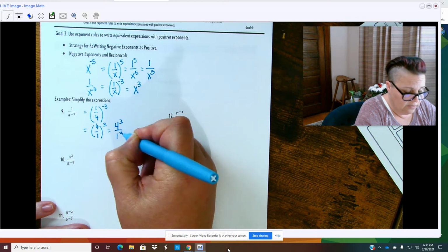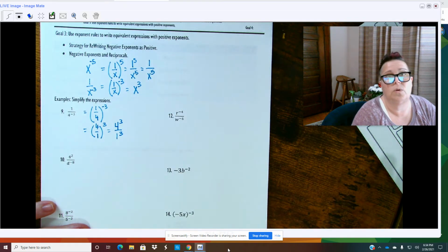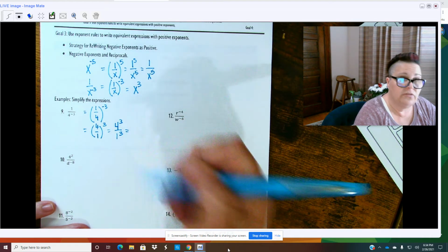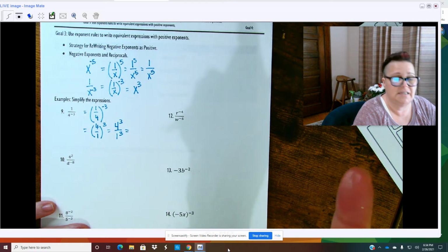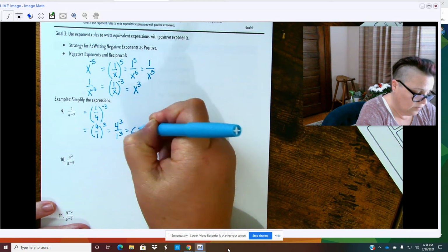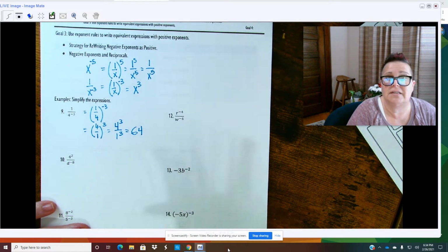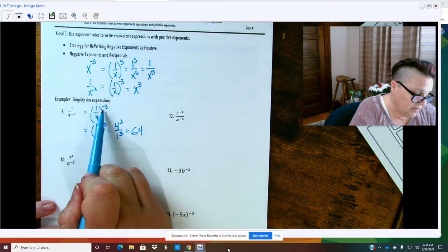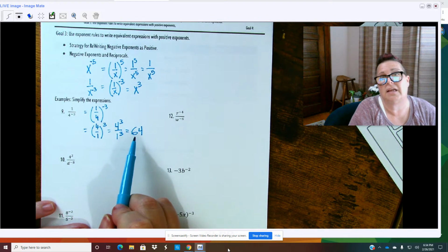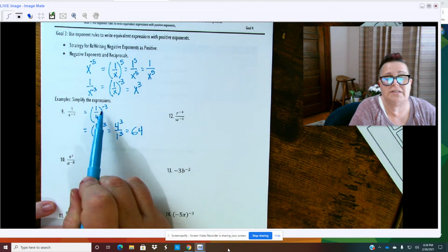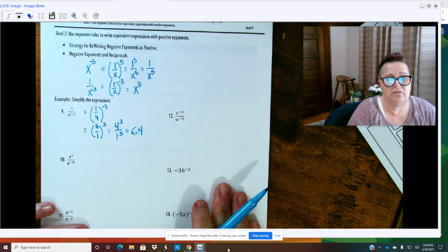over 1 to the third. 1 to the third is just 1. 4 to the third is 4 times 4. That's 16 times 4 again is 64. Notice this is not negative. It's still a positive number. A negative exponent does not change the sign on your answer. Okay? The negative exponent itself does not change your sign on your answer.